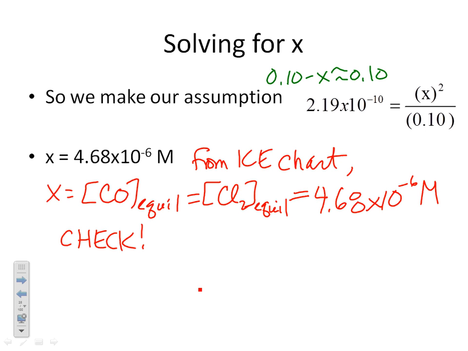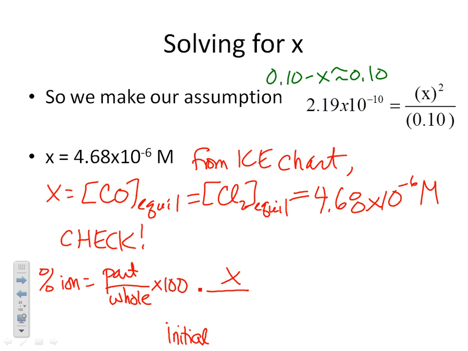Percent ionization is part over whole. We are assuming that the part that came off, which is our x, is small in comparison to the whole that we started with, the 0.1. So we're looking for percent ionization, part over whole. Now, I'm calling it percent ionization. Technically speaking, in this reaction, it's not being ionized. It's simply a reaction, essentially how much of the COCl2 turned into CO and Cl2, but it's still the part. So it's always going to be set up as x over whatever your initial concentration was of your reactants.